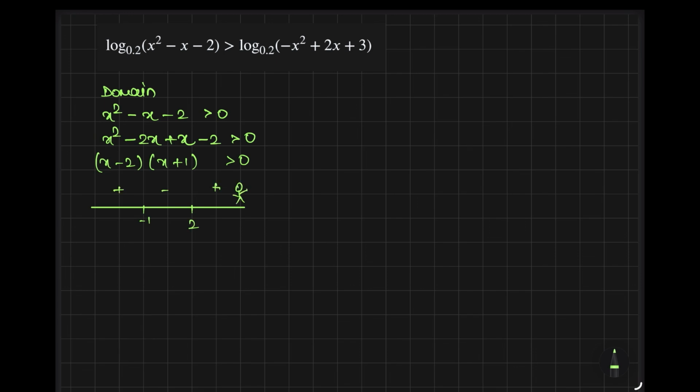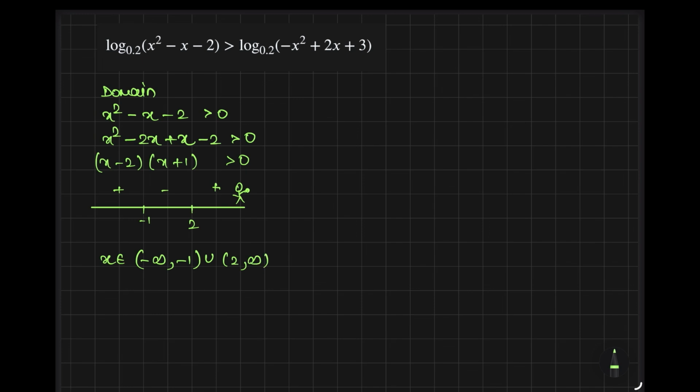And you have to consider what? You have to consider only the positive regions. So here x belongs to what? Minus infinity to minus 1, open, since it is without equality, union 2 to infinity. So this is your domain of the first argument.